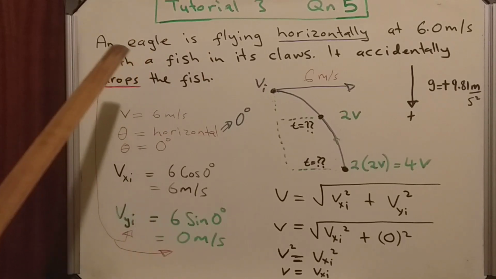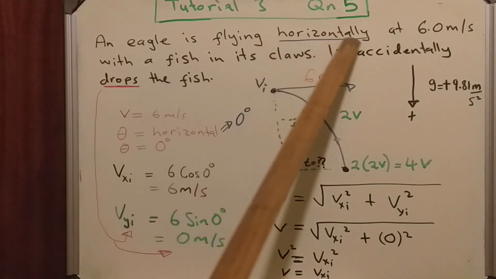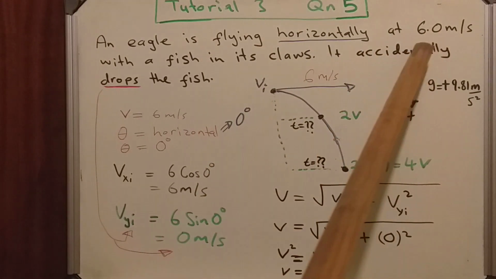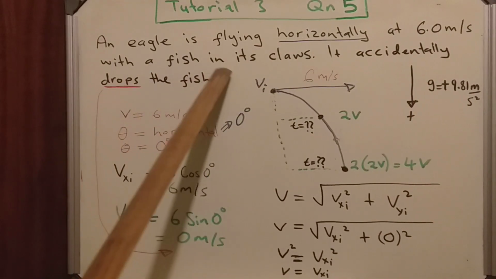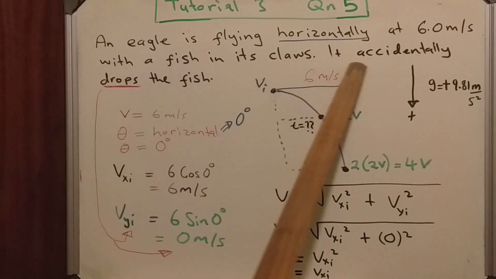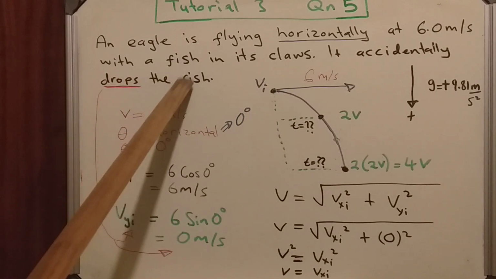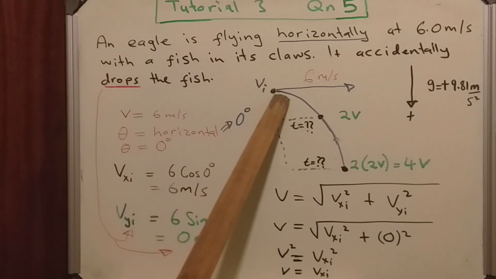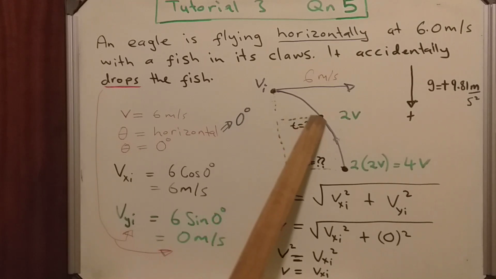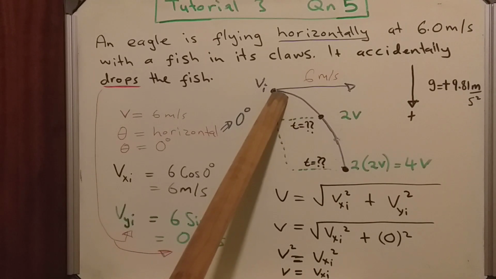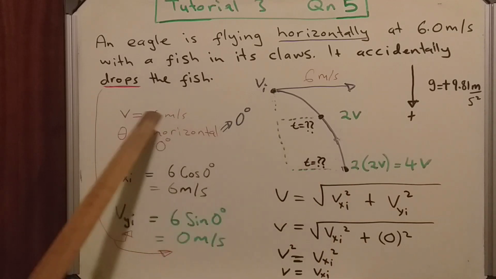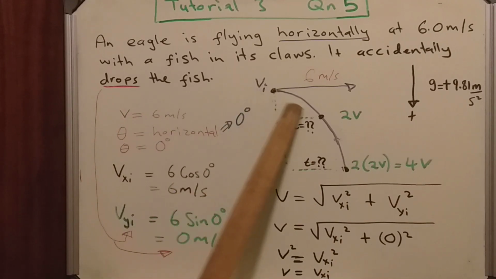For this one, the eagle is flying horizontally at 6 meters per second with a fish in its claws. It accidentally drops the fish. So the fish is going to be dropping. This is to drop the speed, so that will be the speed of the fish, which is v.